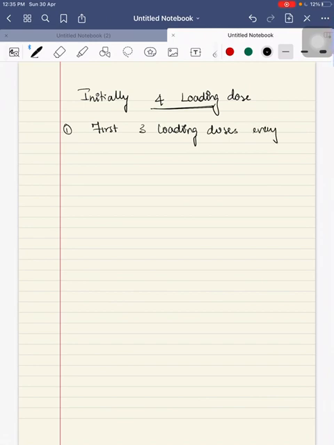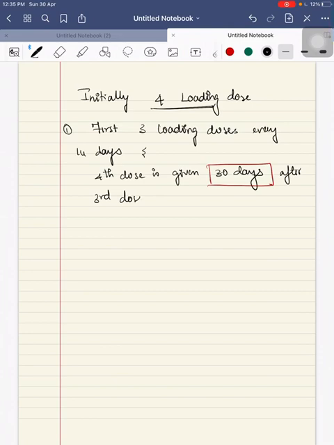The first 3 loading doses are given every 14 days, and the fourth dose is given 30 days after the third dose. Okay. Next is the maintenance dose.